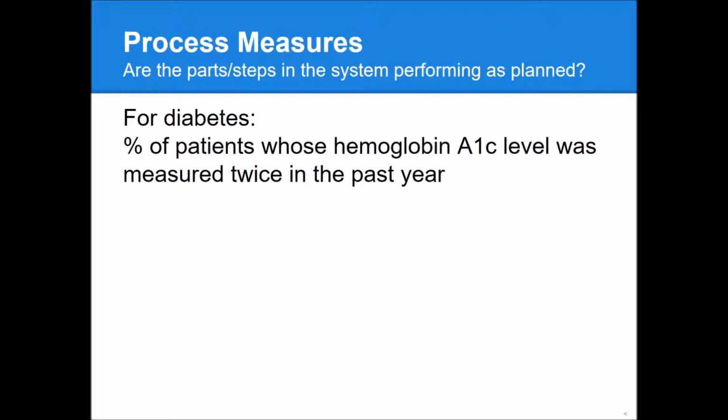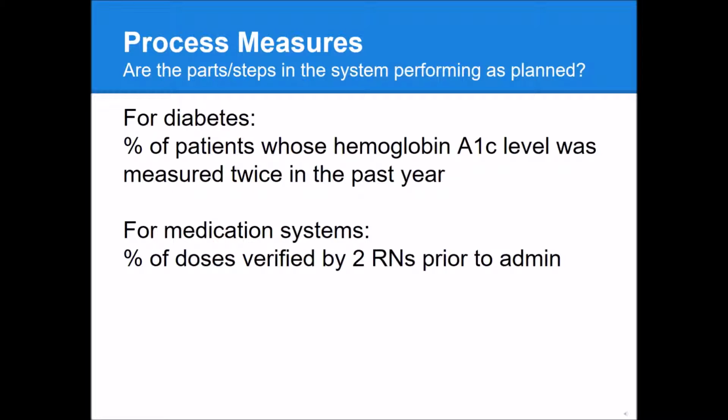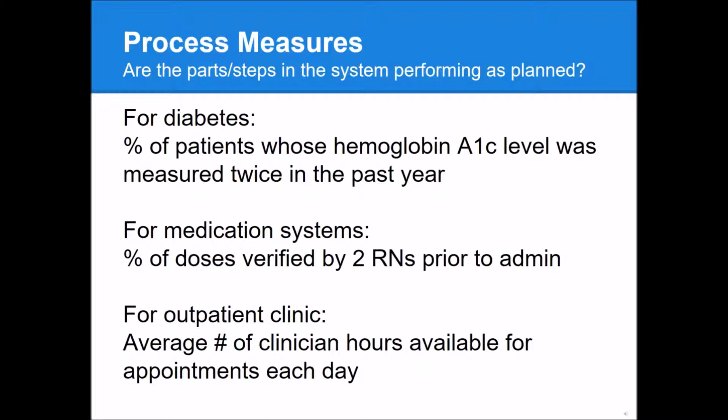Because obviously, if you're not measuring hemoglobin A1C on people, you're not even going to be able to tell if it's changing. For your medication system, you could look at the percentage of doses of medicine that were verified by 2 nurses prior to administration. And that's going to be something that might be much quicker to gather data on than the final overall rate of errors in administration of medicine per 1,000 doses. And for your outpatient clinic project, you could look at the average number of clinician hours available for appointments each day.